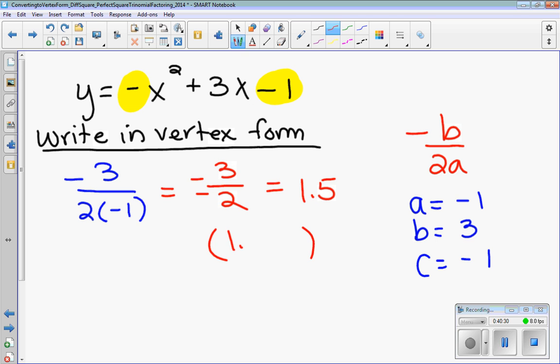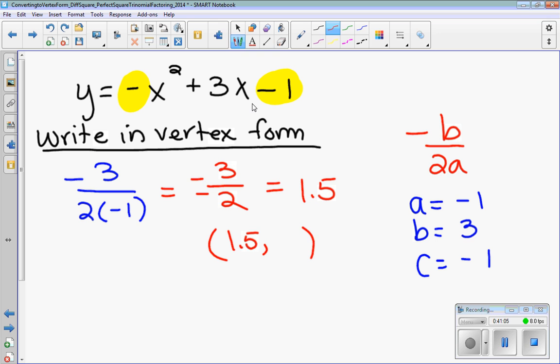How do I find the y-coordinate? Plug it in. And I'm plugging it into here. So I'm going to say negative, then my parentheses, because the negative is out front of the x squared. The negative does not go inside the parentheses. So negative 1.5 squared plus 3 times 1.5 minus 1. I'm just plugging it into the equation. That's all I'm doing. And I get 1.25.